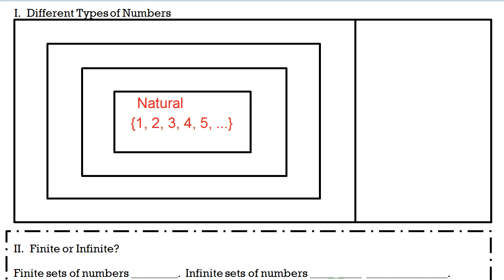Now, the next type of number that teachers usually teach is the whole number. And it's kind of silly that we create a whole new set of numbers for whole numbers because the truth is there's only one difference between natural numbers and whole numbers, and it's the number 0. Everything else is exactly the same. The only difference is the number 0.